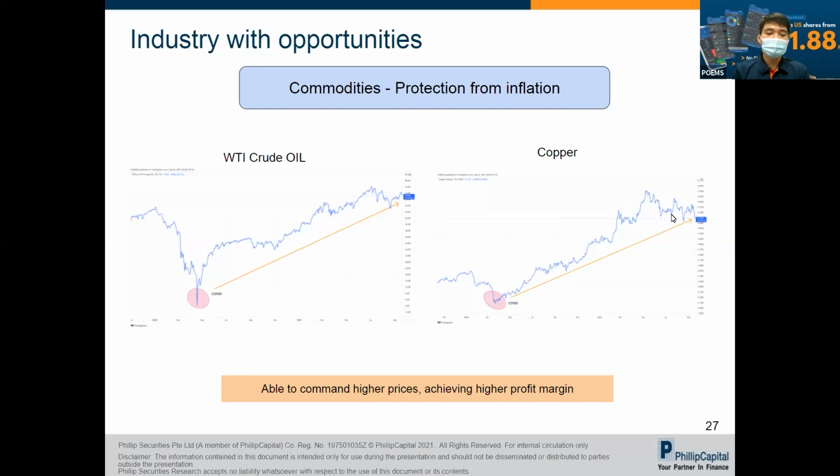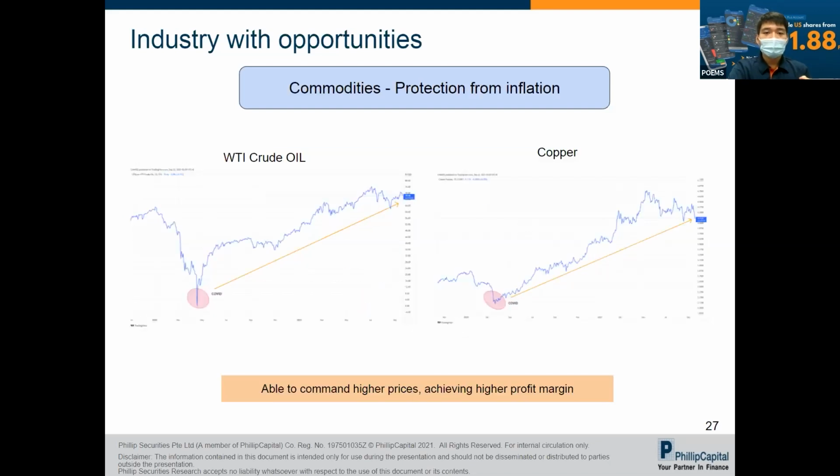And so with a higher price, naturally the producers of these commodities will be able to charge a higher price for their goods, and they will be able to achieve higher profit margin. You can say that their cost will increase too, but let's say their cost were to increase around 10%, the increase in prices is more than 100%. I'm not sure if you can see here, but yeah. So the increase in the prices of their goods will definitely be able to offset the increase in cost, which is why I find that commodities is a great way to protect from inflation.